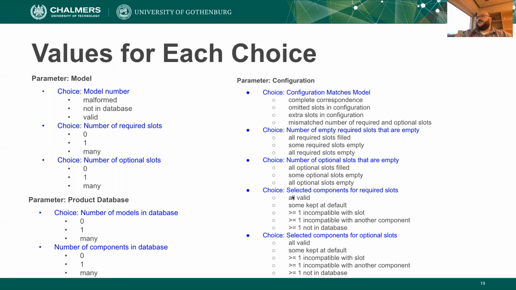For the required slots, what did we select? Maybe they're all valid. Some are their default values. We have some that are incompatible with the slot, some that are incompatible with another component, and some that aren't in the database. So this again captures the different outcomes we'd expect from testing this particular functionality. And we can do the same thing with the optional slots as well: ones that are valid, some default, some incompatible, and so on. This doesn't capture everything we could possibly do, but you're trying to capture normal everyday behavior and some of the exceptional scenarios that could go wrong. Think of different ways you could break this.